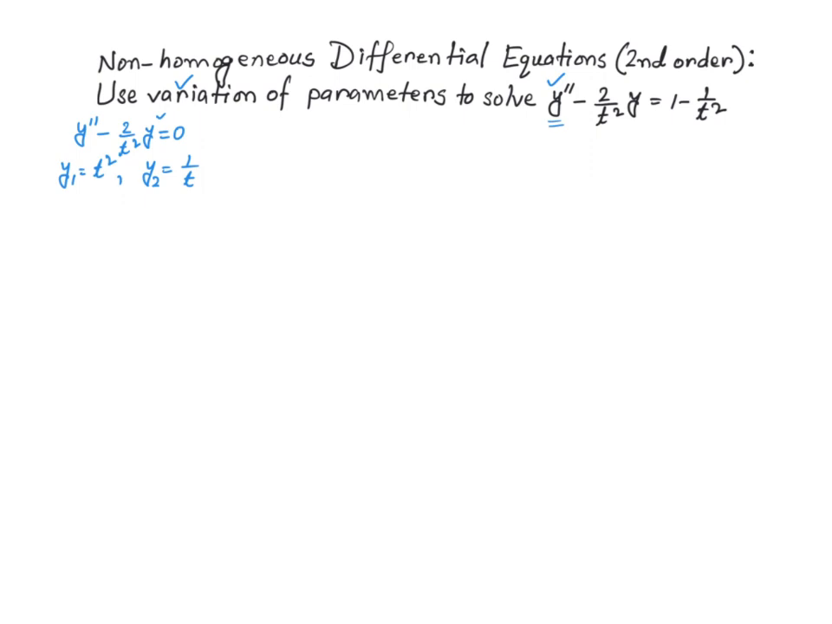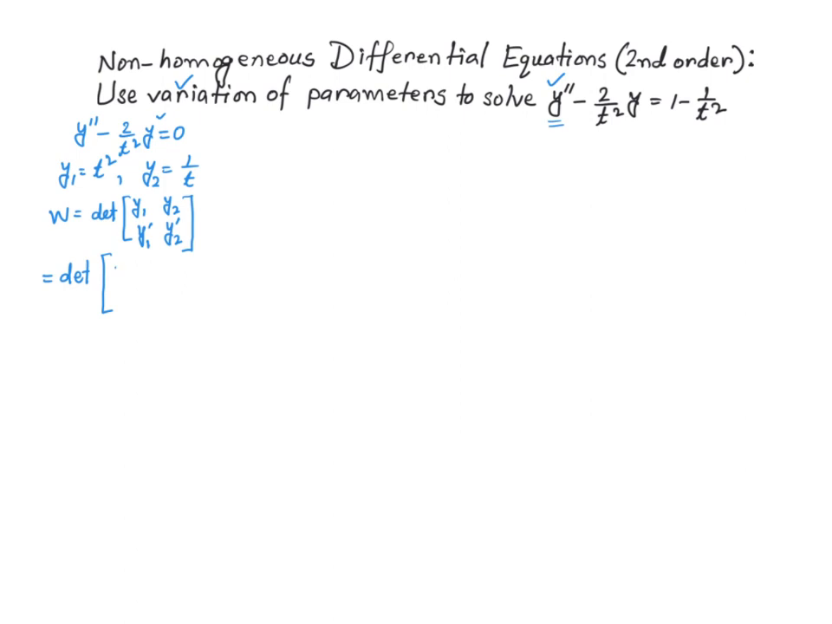Now let's go ahead and find the Wronskian to make sure that they are linearly independent. The Wronskian, as you know, is nothing but the determinant of y1 and y1 prime in the first column, y2 and y2 prime in the second column. If you take the determinant, what do you get? Let's plug in the values here.